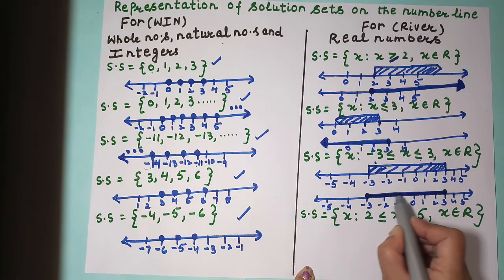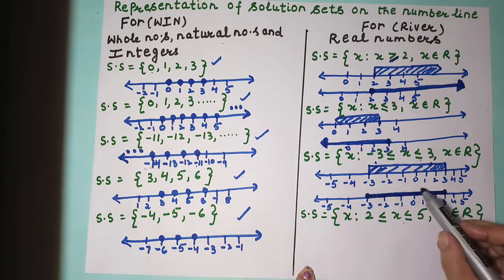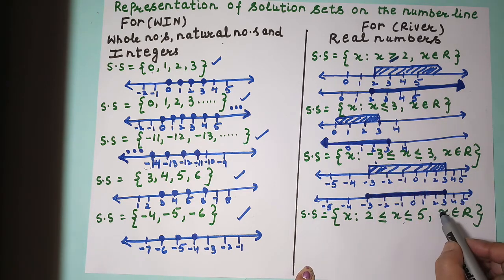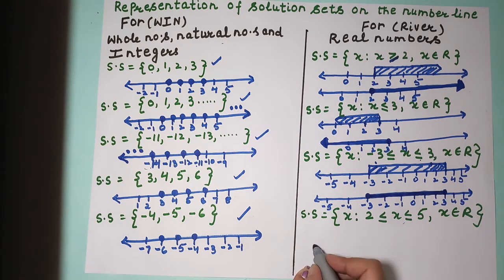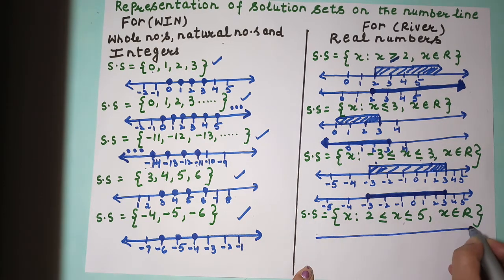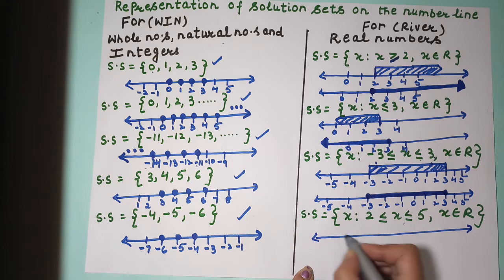Okay. Make this portion thicker. So this represents this solution set. You can choose either of the ways of representing them on the number line. Again, one more example. Draw a straight line, arrows on both sides.